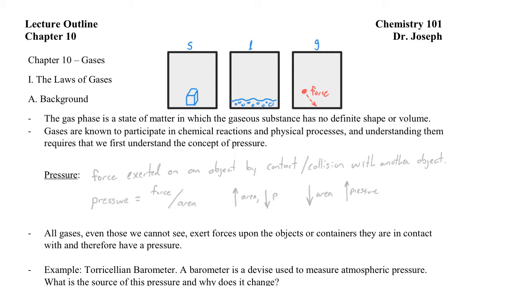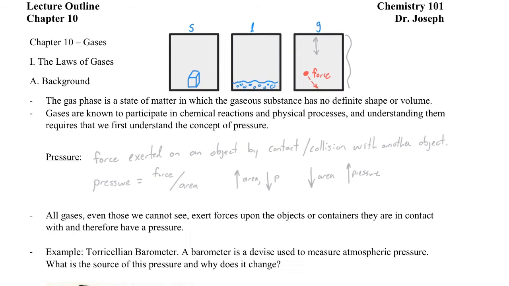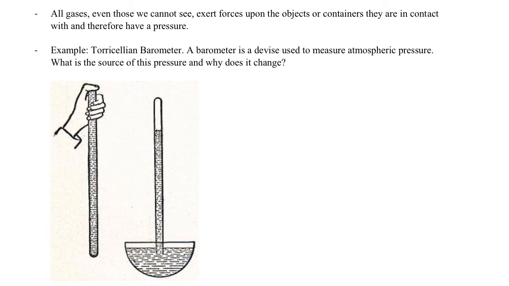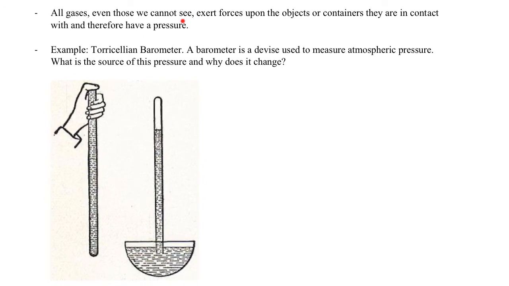Now, it follows from this that the pressure and volume of a gas will be in some sense dependent on one another. This is due to the fact that a gas takes up the entire volume of the container that it is in. So we will see that changes in the volume of a container that a gas is in will have a direct impact on the pressure of that gas. And conversely, the pressure of a gas can have an effect on the volume of a container if that volume can change. So let's keep this in mind as we continue to learn more about gases, and remember that all gases, even those that we cannot see, exert forces upon the objects or containers that they are in contact with, and for that reason, they have a pressure.